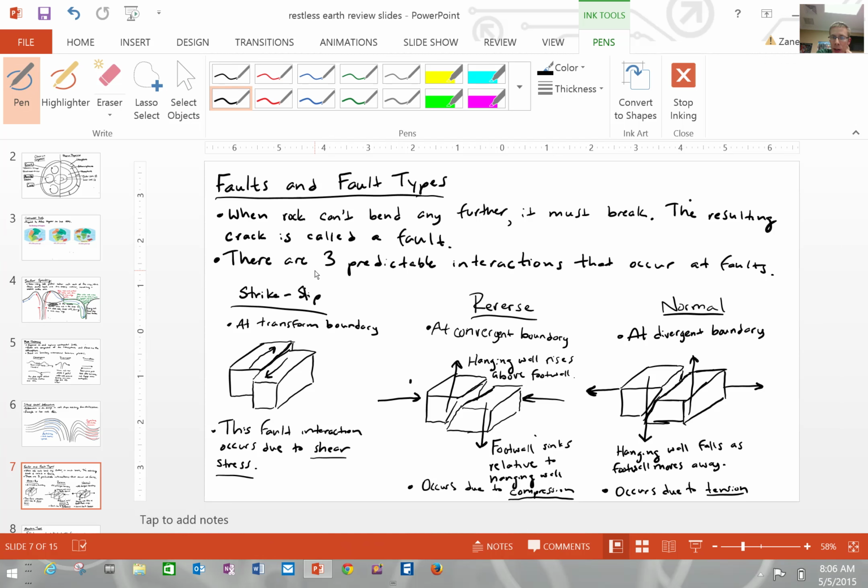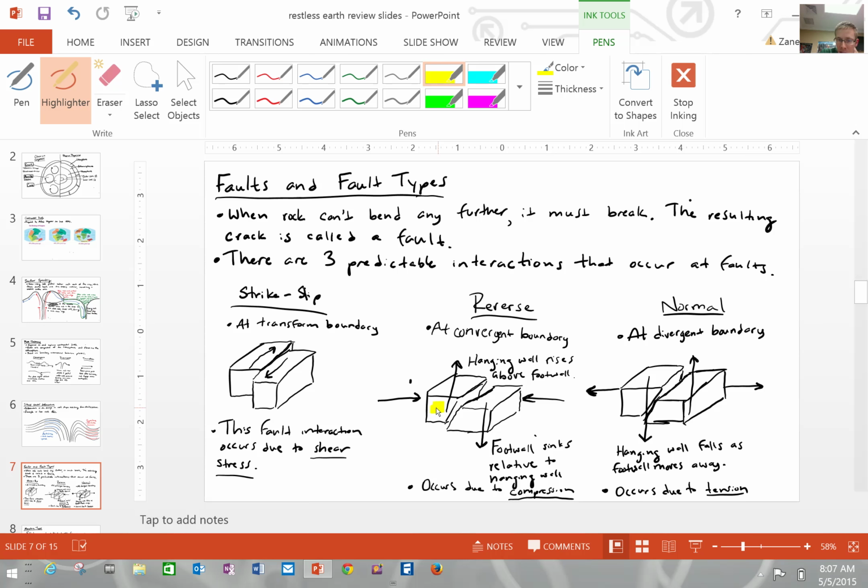Next we have what are called reverse boundaries, or reverse faults. Excuse me. Now, in order to understand these next 2 fault interactions, we're going to go over some vocabulary real fast. So, first of all, if you have 2 fault blocks interacting with each other, one is more than likely going to be kind of hanging out above the other one.